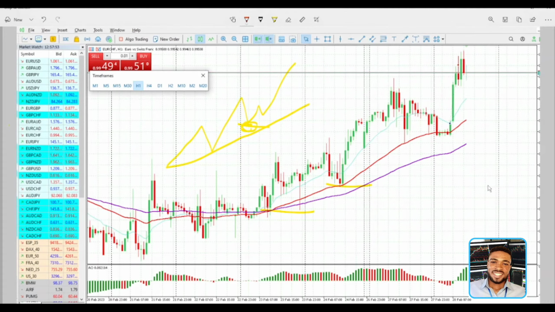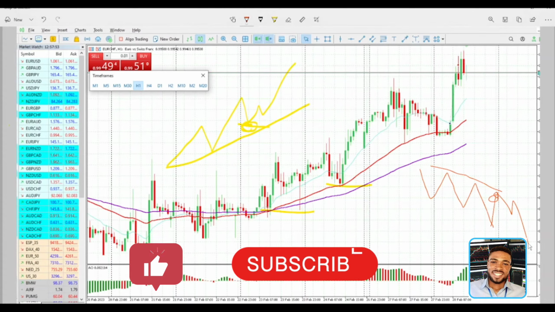Same happens on a downtrend. On a downtrend, the market is making lower lows, lower highs, lower lows, lower highs, lower lows, and the market is retracing back to a very important support area. Then you wait for the market to come and then you take your market down.